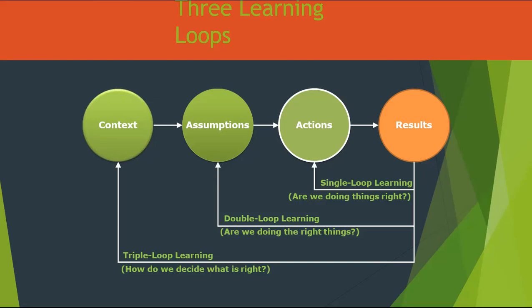If you look into the first part of this, single loop learning asks: are we doing things right? That is the number one question. Whatever we are doing, is it on the right track? The second thing is double loop learning: are we doing the right things? Are we on the right track, or are we on the wrong track?